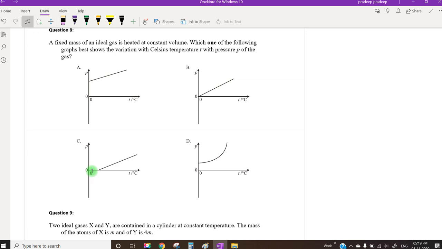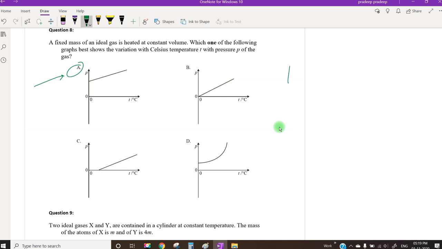Could you explain the logic? Yes, the answer is A for this. Since this is the Celsius scale and not the Kelvin scale, we can safely conclude that it won't start at the origin. And since 0 Kelvin is minus 273 degrees, the line has to start at minus 273. So it will clearly be A instead of C. Perfect.